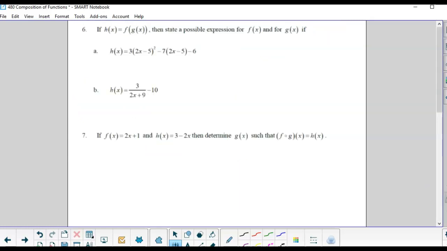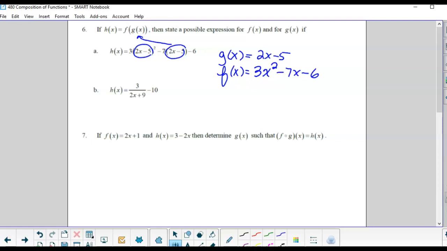All right, so if h of x is f of g of x, state a possible expression for f and for g in this case. So this is our final composition, before anything's been simplified. So what could we state for f and for g? Well, if you look at the brackets, if they're the same, then I'm going to say that is my inside function. So I'm going to say g of x is 2x minus 5. And then f of x would be everything that's performing operations on that. So 3 times that g of x, which is now x squared, minus 7x minus 6.